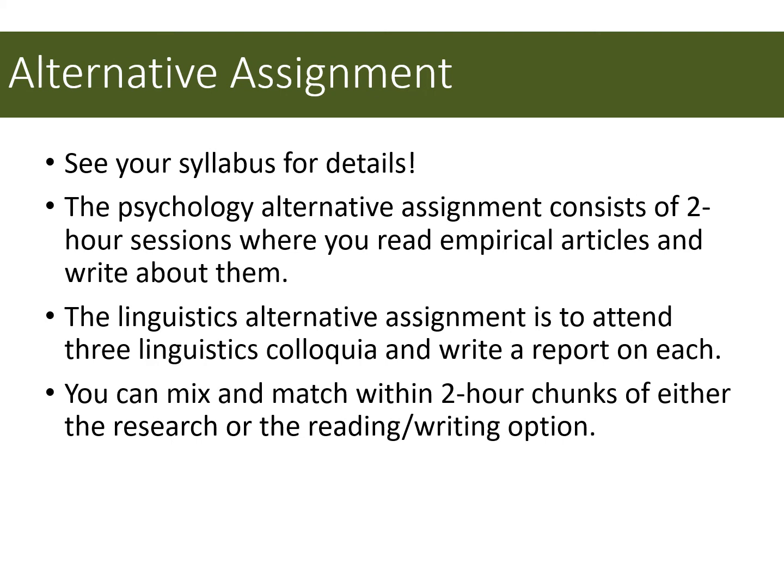You'll want to see your syllabus for the alternative assignment details more thoroughly. However, for the psychology alternative assignment, in general, you'll be doing 2-hour sessions where you read empirical articles and write about them. And for the linguistics alternative assignment, you'll be asked to attend 3 linguistics colloquia and write a report on each. You can mix and match the alternative assignment and research participation in order to fulfill your 4.5 credits, but you will want to refer to your syllabus for the specific details about this.